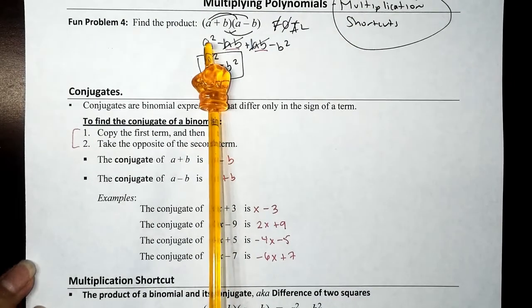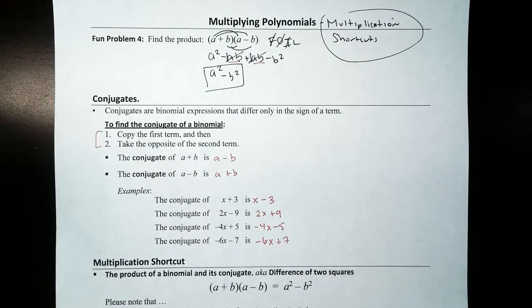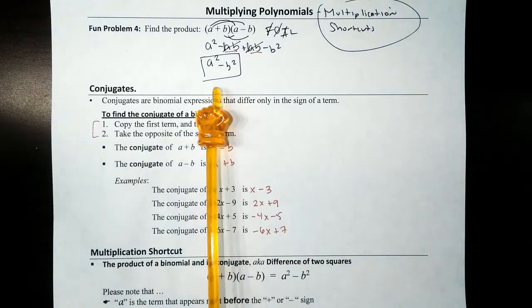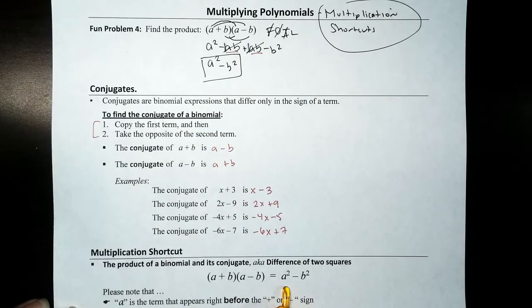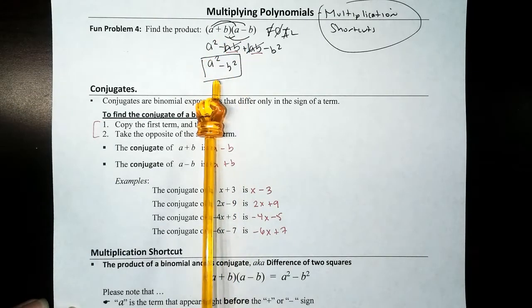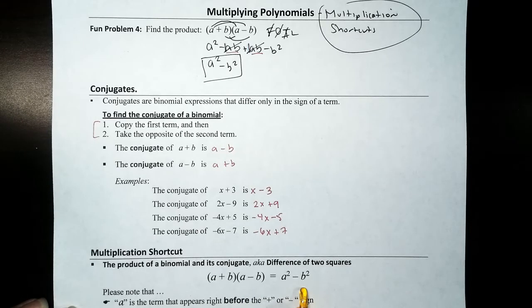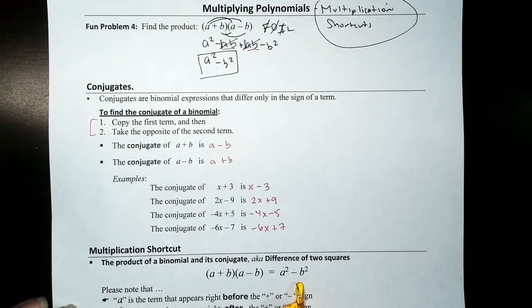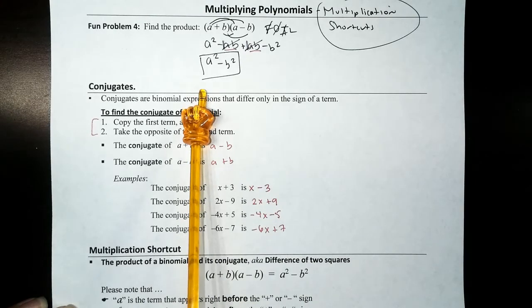Let me see if I can zoom out as much as I can. Okay, that's as much as I can go. So our answer was a squared minus b squared. Where did that come from? The problem was (a plus b) times (a minus b), and the answer was a squared minus b squared. Oh, a multiplication shortcut. (a plus b) times (a minus b) equals a squared minus b squared. Why is this the answer? Is it because the teacher said so? Because the book said so? No, because you discovered it. It comes from math. So let me go ahead and zoom in.